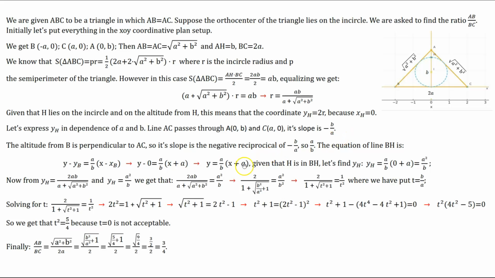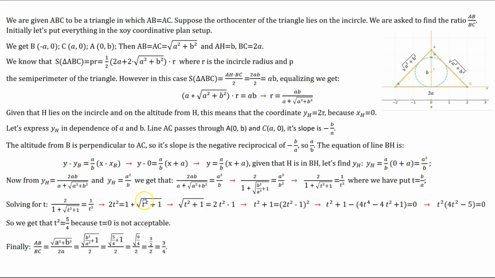So now, given that H lies on the line BH, we can find the y of H. We said that x of H is equal to 0, so y of H is equal to A divided by B, which multiplies 0 plus A, so it is equal to A squared divided by B. This is a very important result, which we will now use.